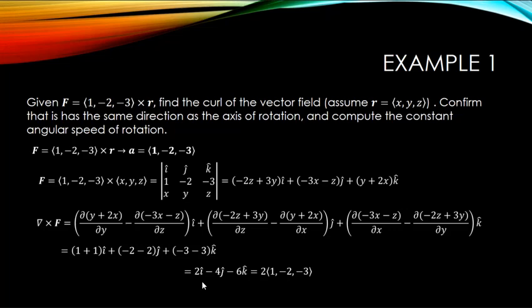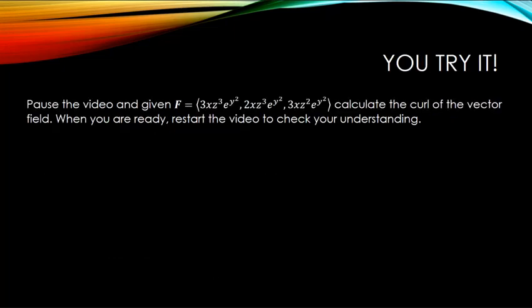If I factor out a common factor of 2, I get 2 times the vector with components 1, -2, -3. This tells me that my curl is in the direction of the axis of rotation, and the axis of rotation is the vector A with components 1, -2, and -3. My angular speed omega is given by 1/2 the magnitude of del cross F, which gives me the square root of 14. Now you try it.